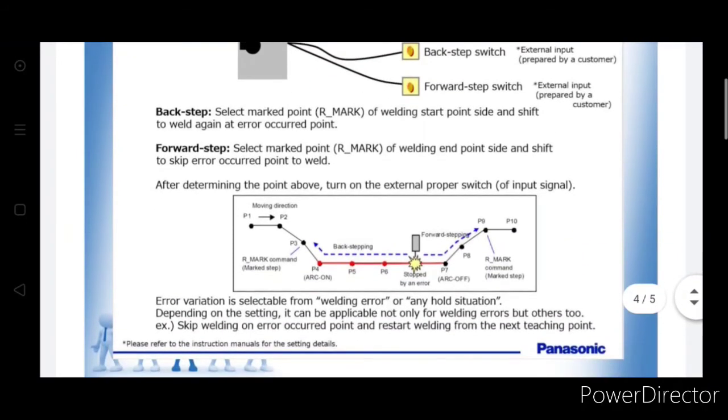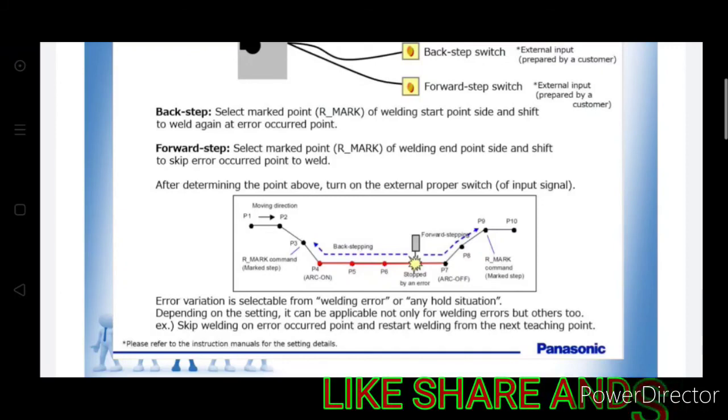The error variations of the selections from welding errors or any hold situation, depending on the settings, can be applicable not only for welding errors but others too. Escape welding at the error occurred point and restart welding from the next stitching point.